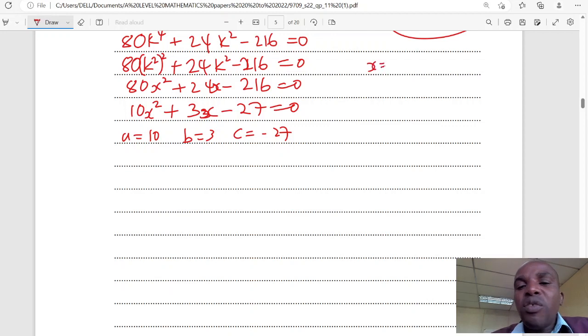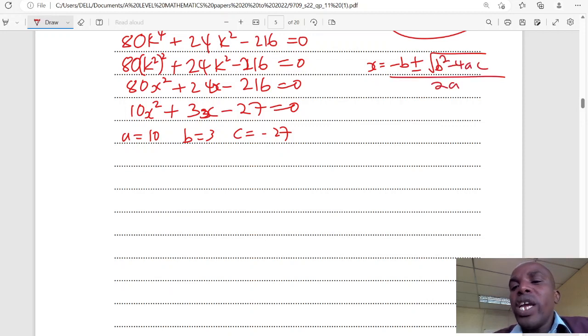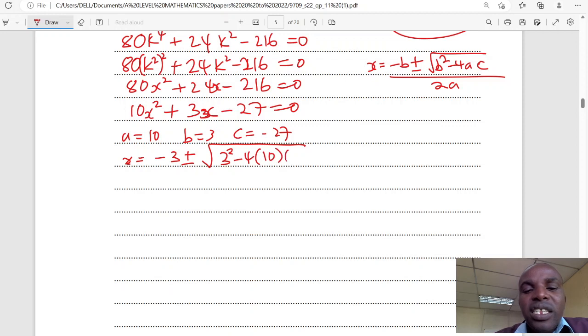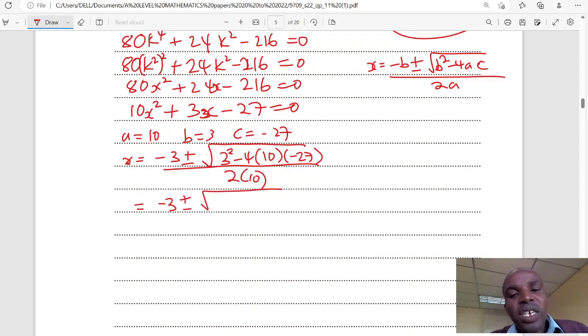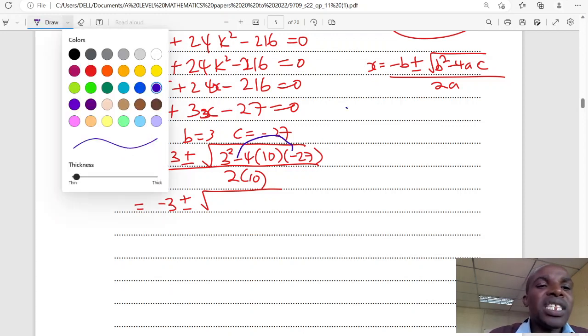Then from the quadratic formula, it says x is equal to minus b plus or minus square root of b squared minus 4ac all over 2a. This one, the quadratic formula. I substitute x is equal to minus b, which is minus 3, plus or minus square root of b squared, 3 squared, minus 4a is 10, c is negative 27, all over 2 times a, 2 times 10. So if you can simplify this whole part, you get minus 3 plus or minus square root of, right, let me just punch everything in my calculator. So this and this will give you a plus. Please take note of that part. Minus, minus, it will be a plus.